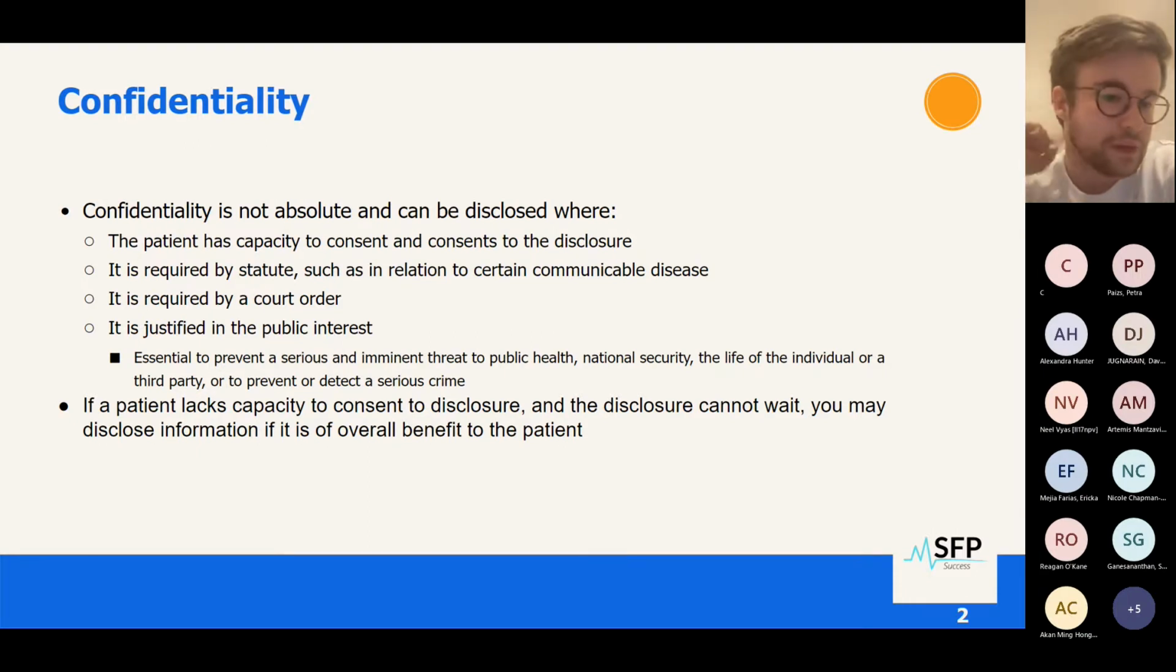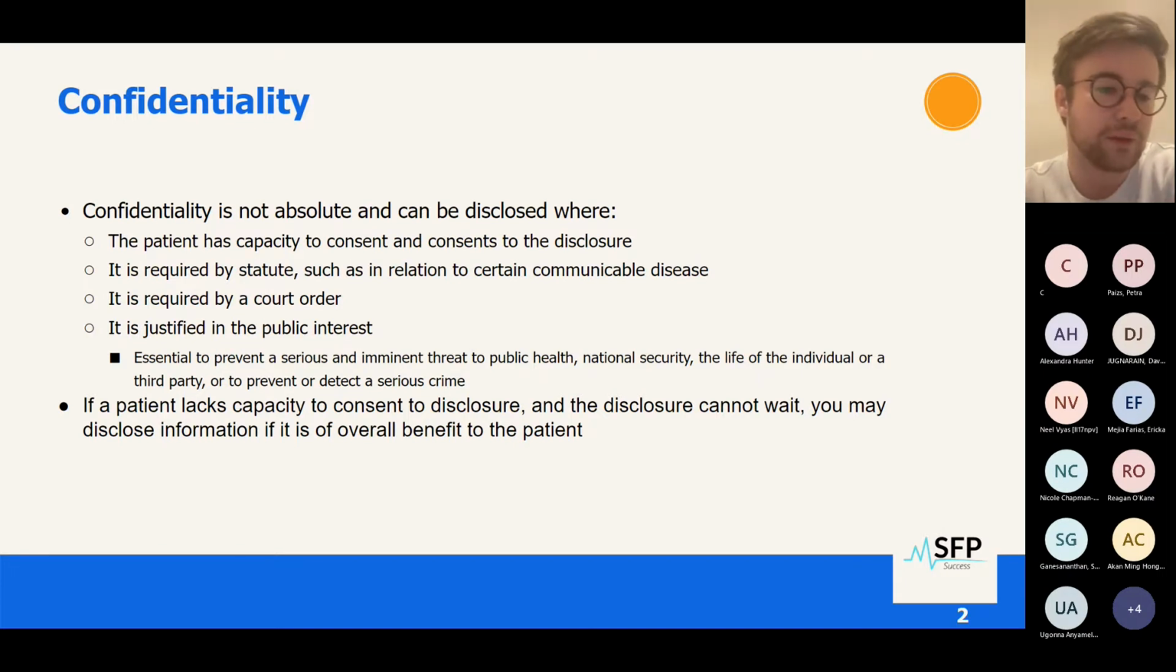And there are also some very specific scenarios where you can break confidentiality without the consent of the patient if need be. That's if it's required by statute, mainly for communicable diseases, whether there's a specific court order, or whether it's in the public interest. There are some of these where it's a threat to public health or national security, which you may not come across as much, but if it's preventing harm to a third party or preventing or detecting a serious crime, that may be where you have to disclose information.